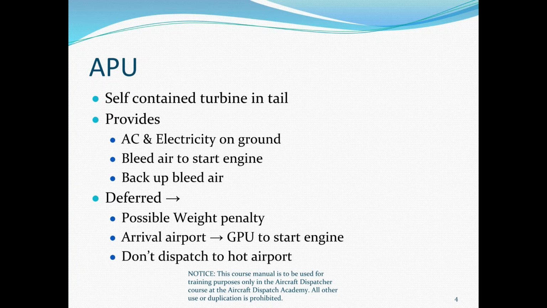So remember that the APU provides the AC electricity on the ground. Then it provides the bleed air to start the engine. And then it's the backup. It's auxiliary, right? Auxiliary power and auxiliary bleed air. So if it's deferred, we're most likely going to take a pretty significant weight penalty. Depending on the airport that you're taking off from, you could be bumping passengers.